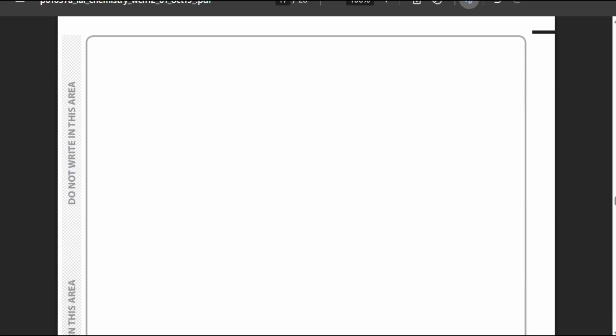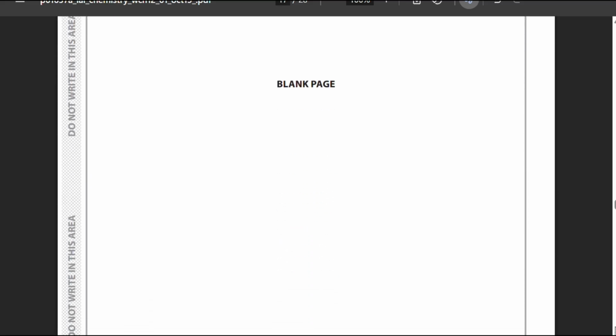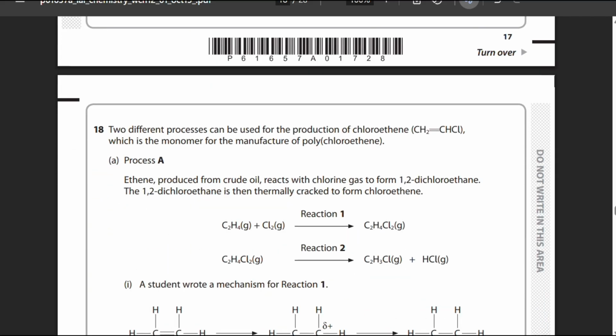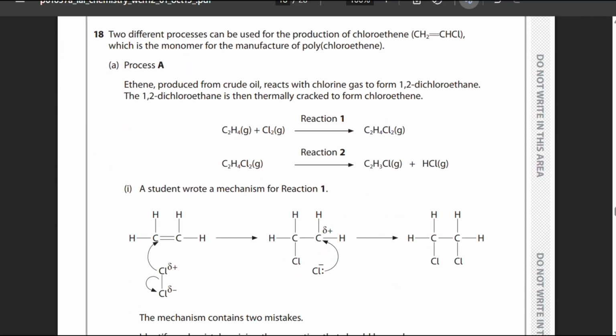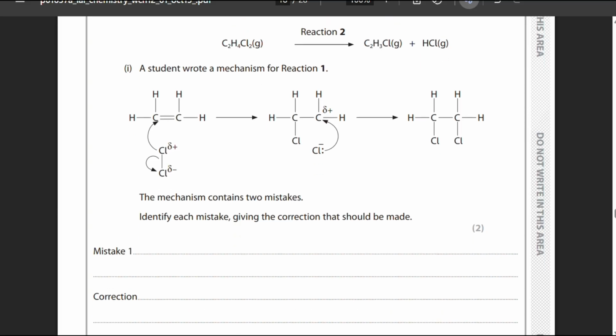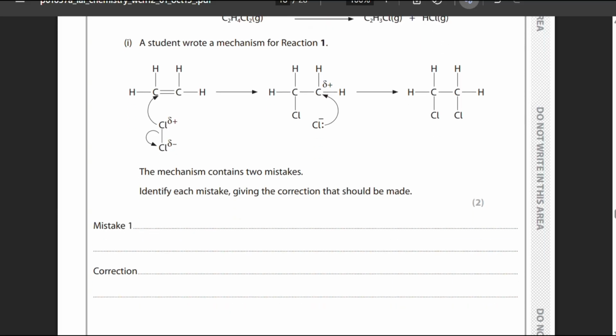Now move on to the last part of this paper. Not the last part, let's move on to question 18. Two different processes can be used for the production of chloroethene, which is the monomer for the manufacture of polychloroethene. Okay, now the mechanism is given here. Identify each mistake and give the correction that should be made. So you need to identify the mistake.